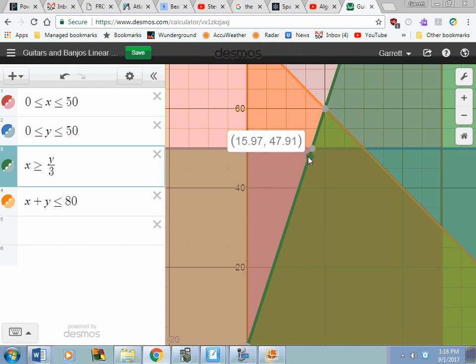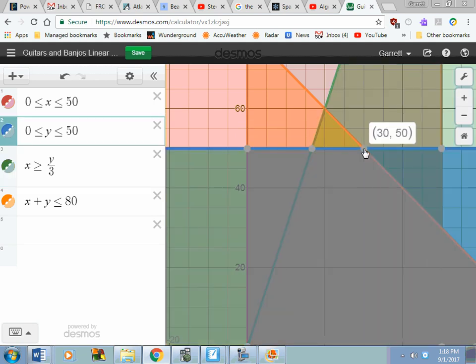Oh, there it just went by, 16 and 48. I don't know if I can get it to stay there. Got it. But because it doesn't cross any other line there, it kind of disappears. Desmos likes it when they're nice even spots, like 30, 50. But 16, 48, that was the number in there. So that's another one of the corners.